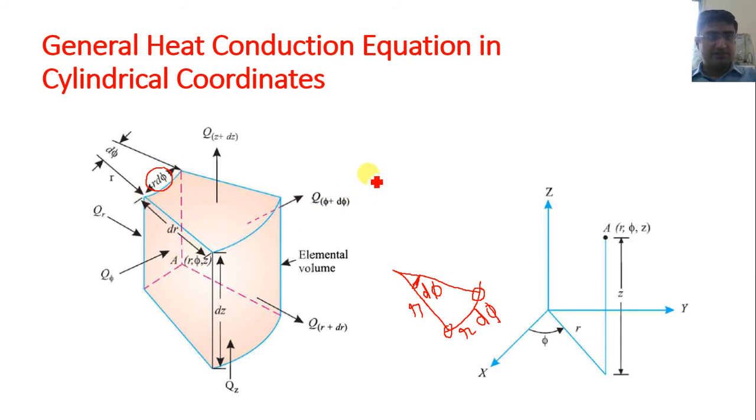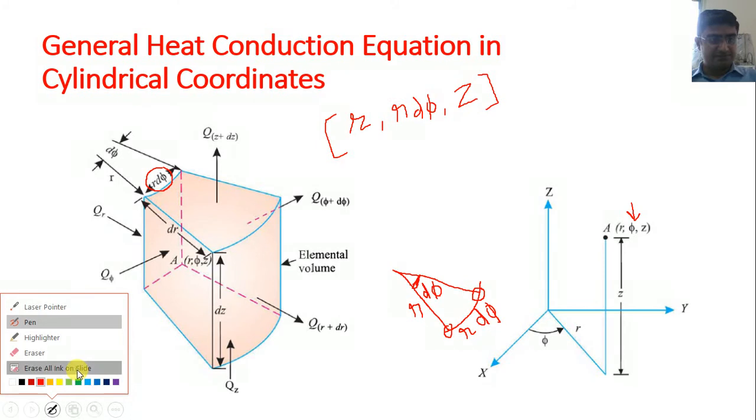So here there will be three directions. The first direction is the r direction, or you can say radial direction. The second one is the r d phi direction, not the d phi direction, because here you can see the line is not straight, it is a curved line. So this is a curved line direction, known as the r d phi direction. And the third one is the z direction. So these are the three directions of the r, phi and z coordinates, which are used in the general heat conduction equation in the case of cylindrical coordinates.